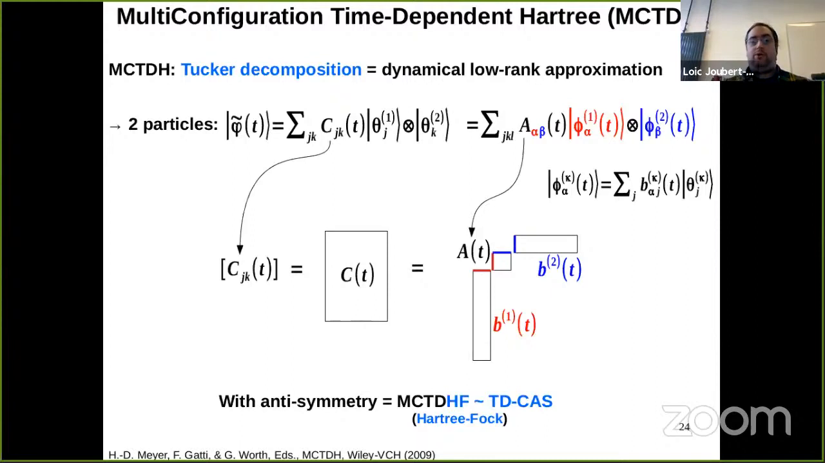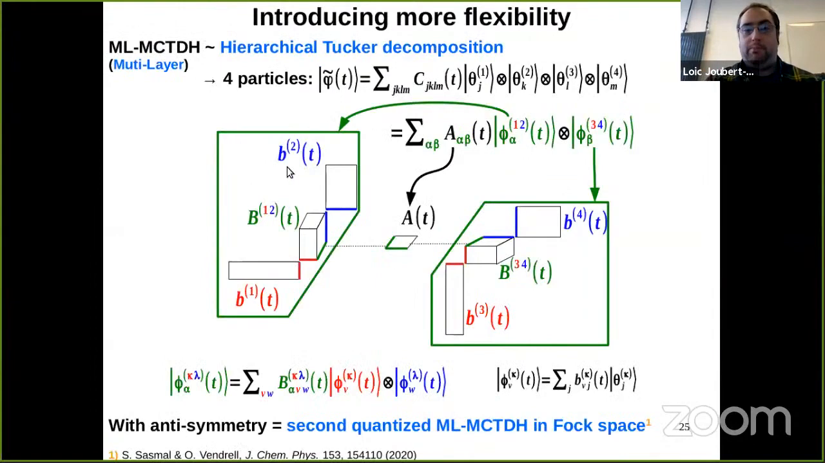So I am giving an example here on a four particle system, because this is when it starts to be interesting. And all that is called multi-layer MCTDH, and it uses the hierarchical Tucker decomposition this time. So here we would have a four index tensor to deal with. And if we want to avoid that, to reduce the dimensionality of the problem, we can still apply this MCTDH method on this representation.